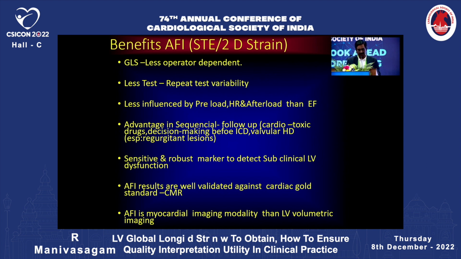And what are the advantages of AFI imaging? It is less operator dependent, has less test-retest variability, and is less influenced by loading conditions and heart rate. Advantages in sequential follow-up are more important: cardiotoxic drug therapy, decision making before ICD placement, and valvular heart diseases, as Dr. Tandon has pointed out. A serial fall in the GLS tells you that is an indication for early valve surgery. It is a sensitive and robust marker for detecting subclinical LV dysfunction before the LV ejection fraction falls. Well validated. AFI is myocardial imaging, whereas EF is volumetric imaging.